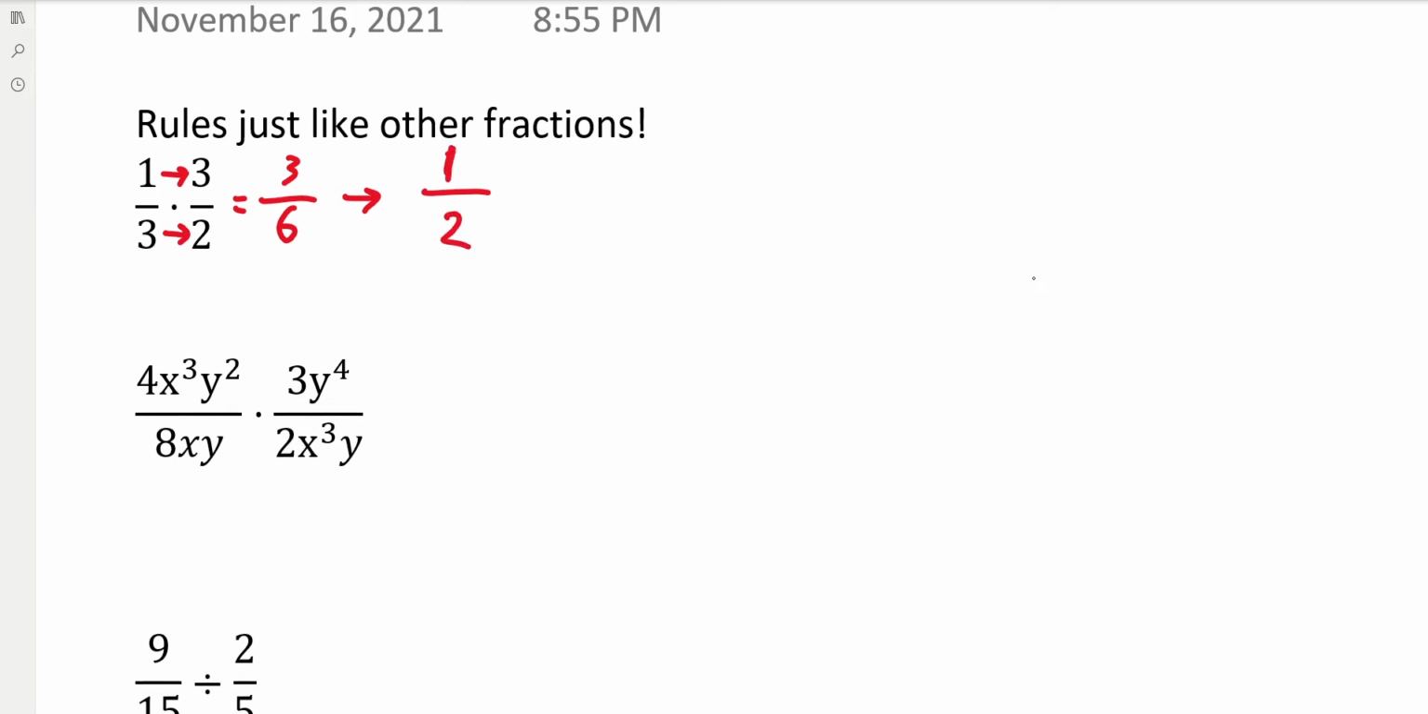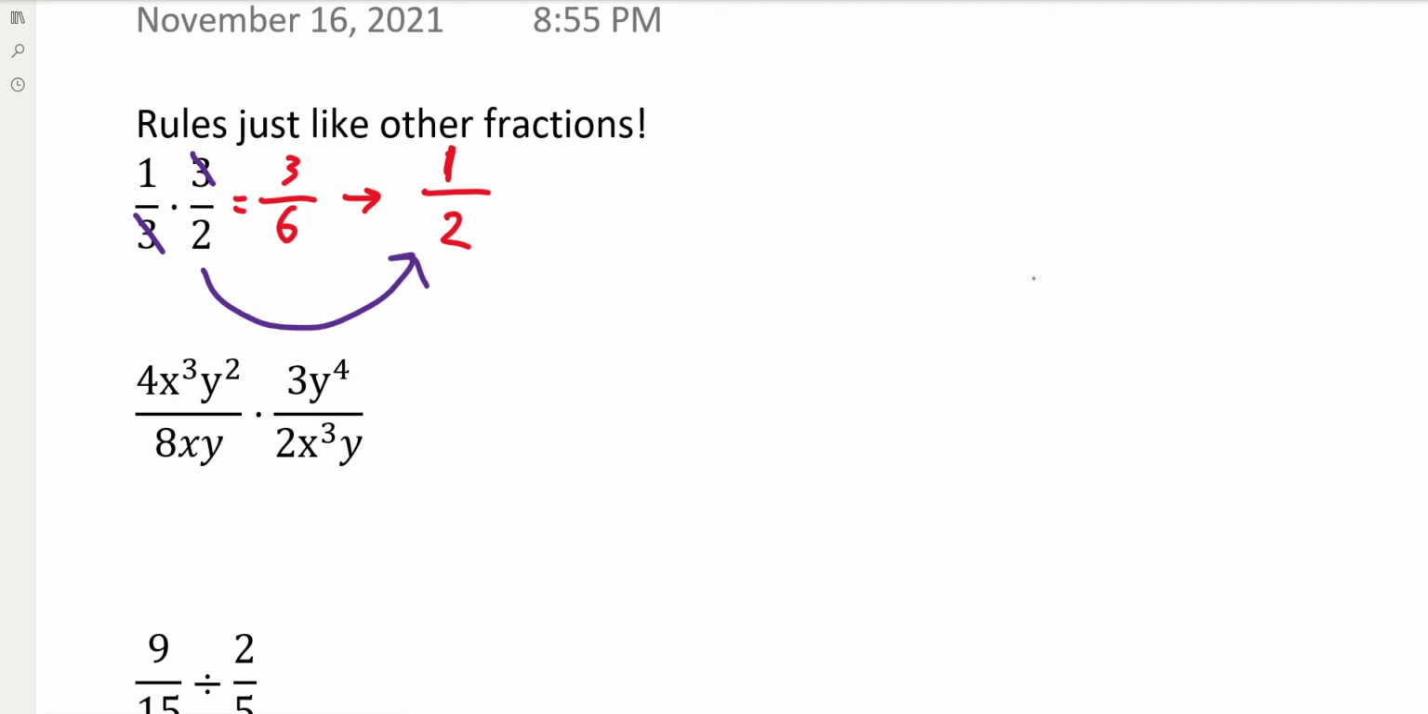You could also notice that there is a little bit of a trick. You can go straight from this step to this step by noticing that if you're multiplying, you can cancel out the top and bottom 3's and just be left with 1 over 2. So it's a little bit of a hint there.